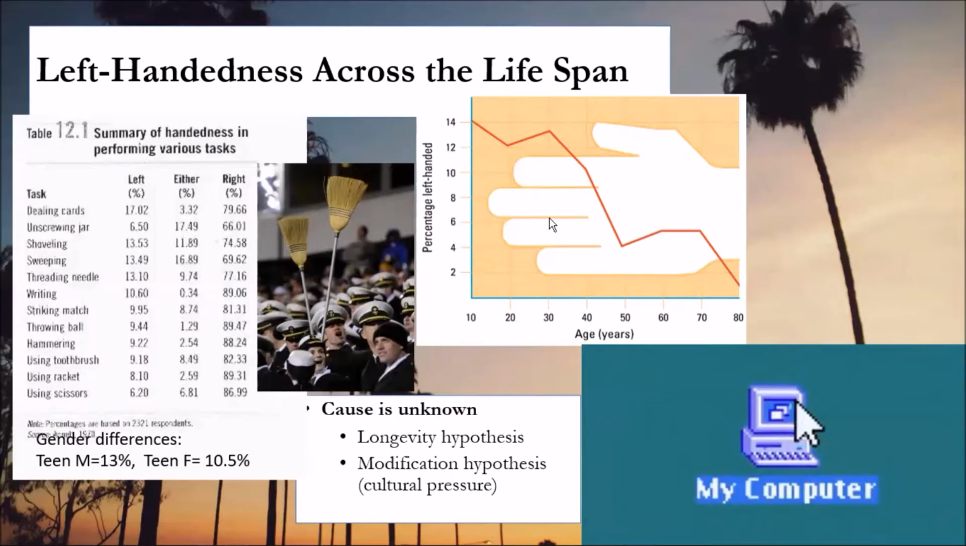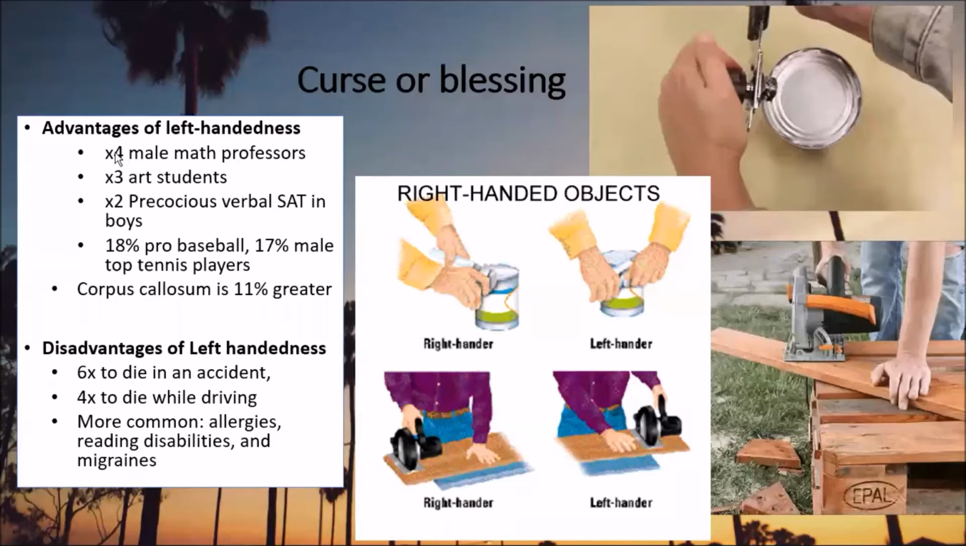And we know that, coming up right here, for instance, 6 times more likely to die in an accident, 4 times more likely to die while driving. It's also the elements before of why you became left-handed. Sometimes left-handedness may be genetic or random in essence. Other times maybe from early brain injury or even later brain injury. But we do see sometimes the advantages in left-handedness in certain aspects.